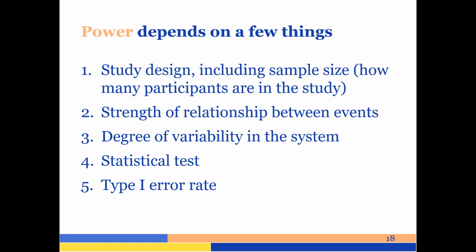Power depends on a number of different things, such as the sample size of the study. However, there are less obvious factors that matter as well. For instance, power also depends on the strength of the relationship between two events. Some relationships are easy to see, like the relationship between smoking and lung cancer. Some things are very hard to see. The strength of relationships here matter.